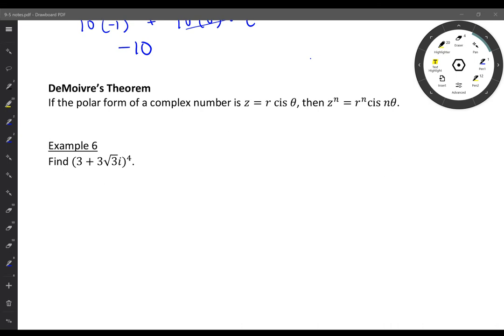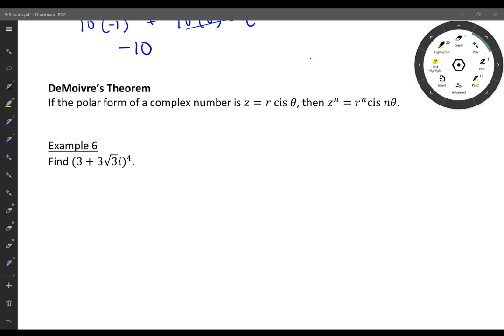So this is part 2 of our 9-5 notes. 9-5 notes are complex numbers and DeMoivre's theorem. So we've spent some time looking at complex numbers and changing them to polar, and then changing polar back to complex numbers, rectangular complex numbers. And now we're going to look at DeMoivre's theorem.